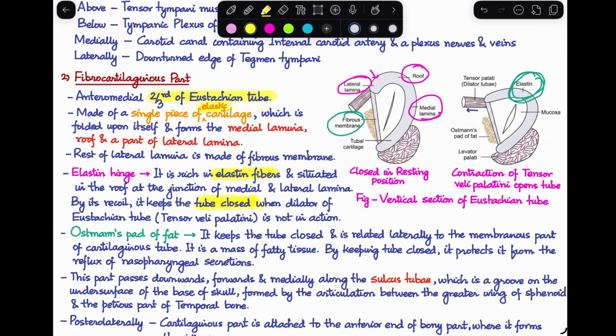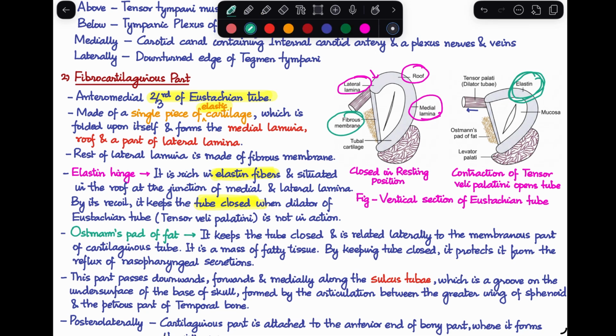When the tensor veli palatini muscle is not in active contraction, it is not acting. This elastin hinge is what is keeping the tube closed by its recoil action. So that is the purpose of having this elastin hinge over here.